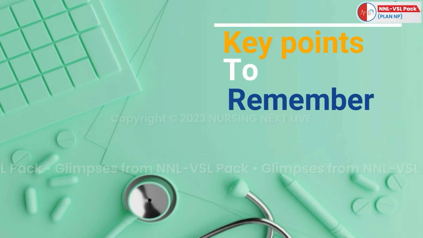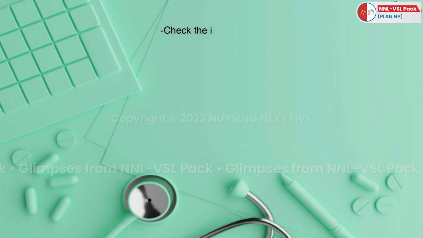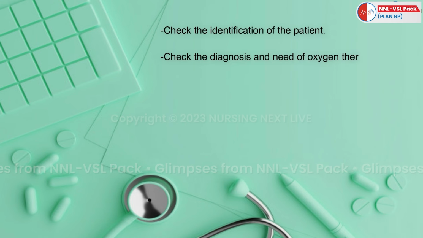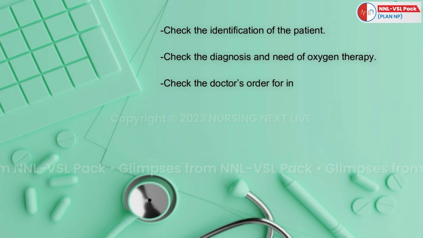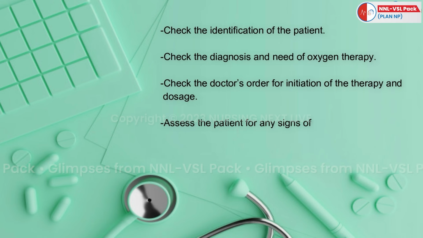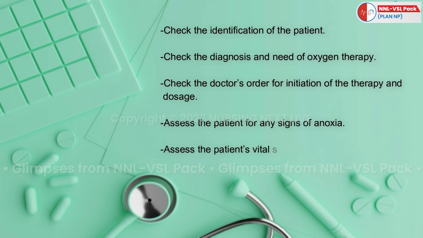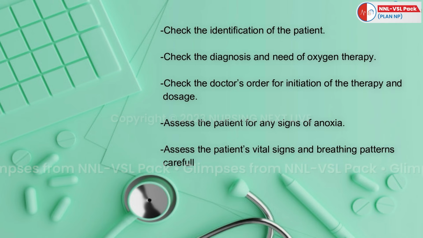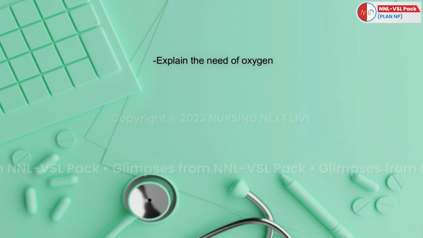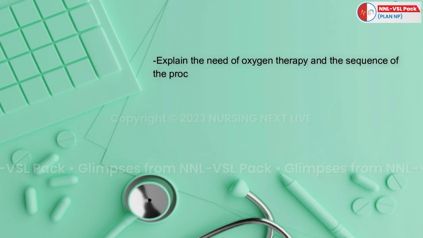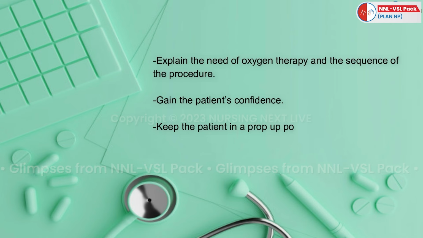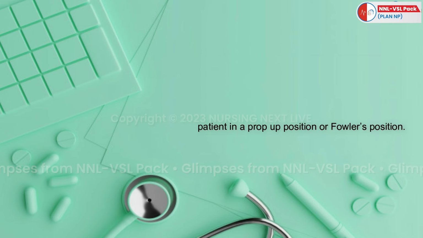Key points to remember: check the identification of patient, check the diagnosis and need of oxygen therapy, check the doctor's order for initiation of therapy and dosage, assess the patient for any sign of anoxia, assess the patient's vital sign and breathing pattern carefully before starting the therapy, explain the need of oxygen therapy and the sequence of the procedure, gain the patient's confidence, keep the patient in a propped up position or Fowler's position.